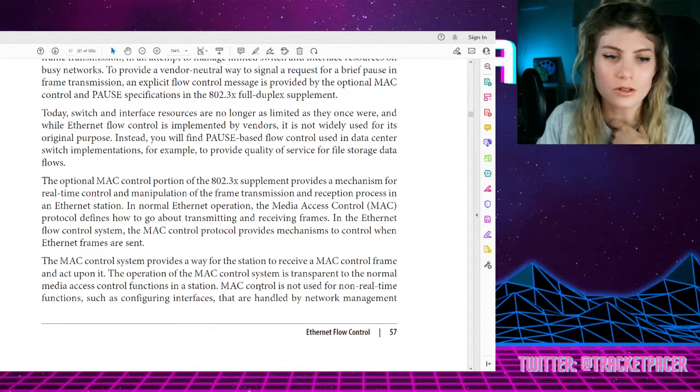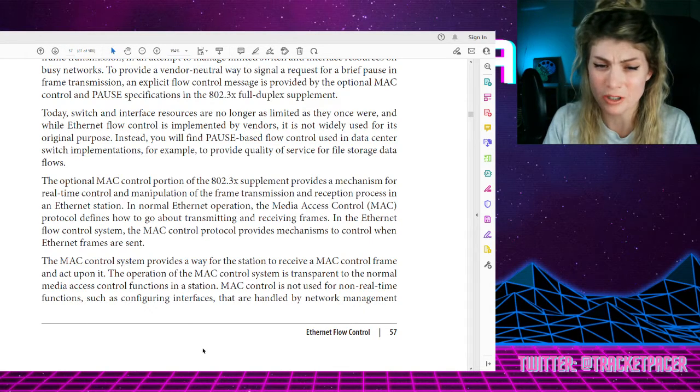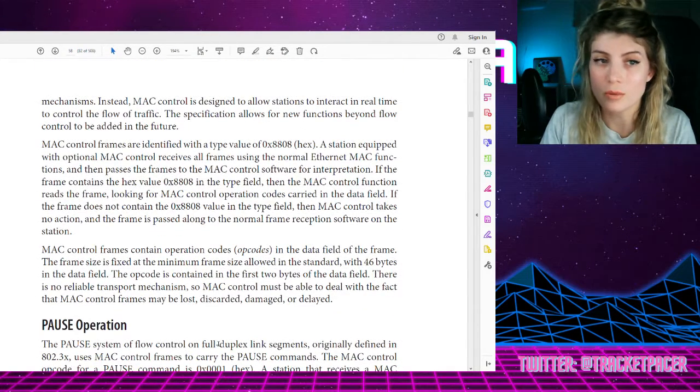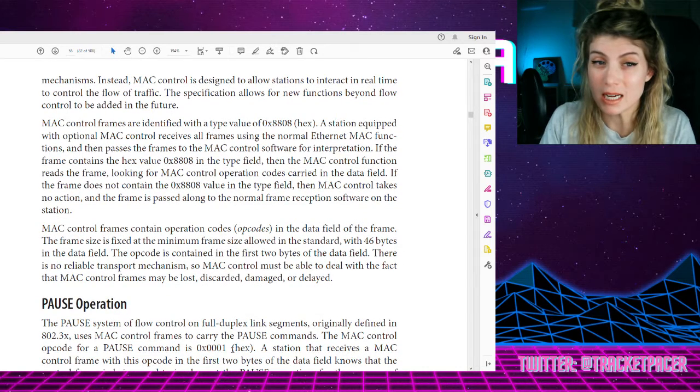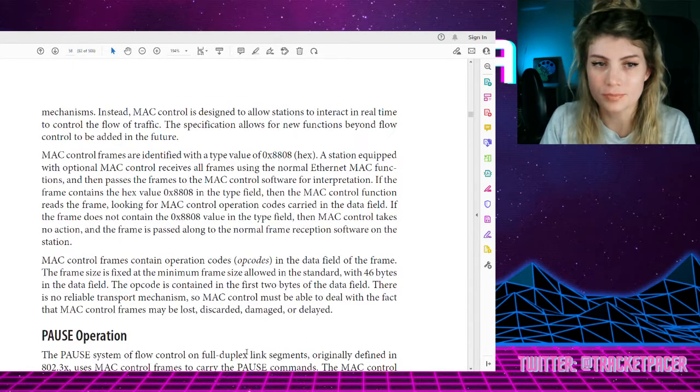All right. MAC control system provides a way for the station to receive a MAC control frame and act upon it. The operation of the MAC control system is transparent to the normal media access control functions in a station. MAC control is not used for non-real-time functions, such as configuring interfaces, that are handled by network management mechanisms. Okay, so configuring interfaces apparently doesn't qualify as a real-time function.